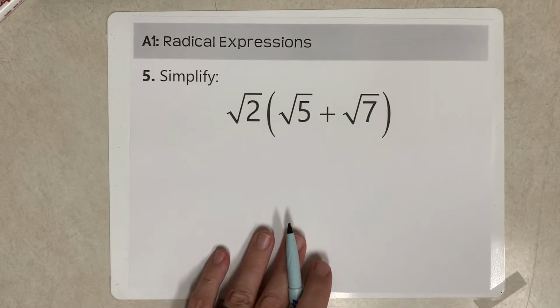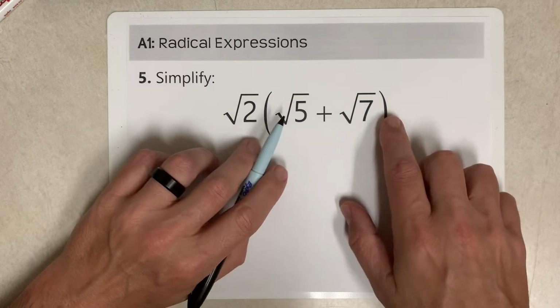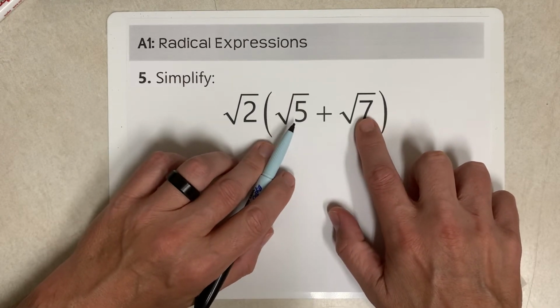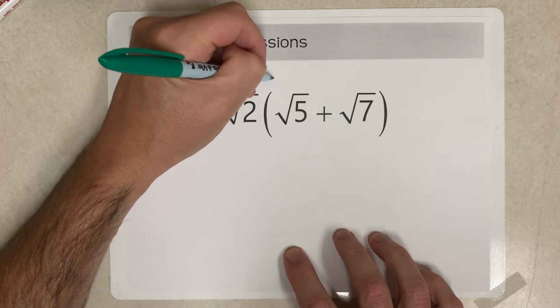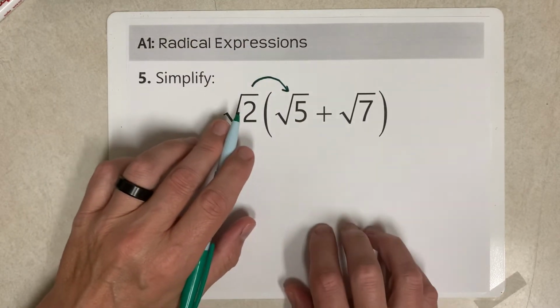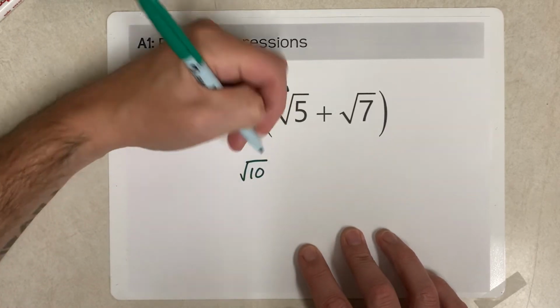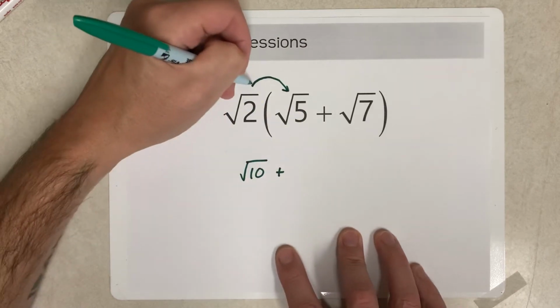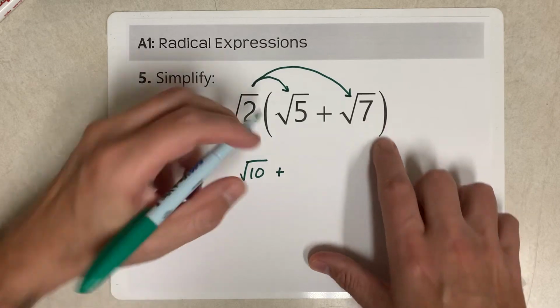All right, so now we've got some other expressions. If you get some parentheses here with some square roots in it and a square root on the outside, you're still going to distribute. So let me change markers here. You're still going to distribute. When you distribute, you're multiplying. And when you multiply, again, you multiply these two guys together. So root 2 times root 5 is actually the square root of 10. Still plus. And now we have the square root of 2 times square root of 7. 7 times 2 is 14.